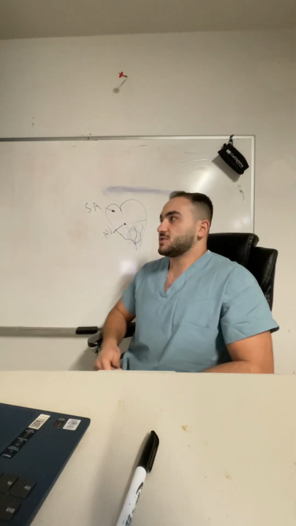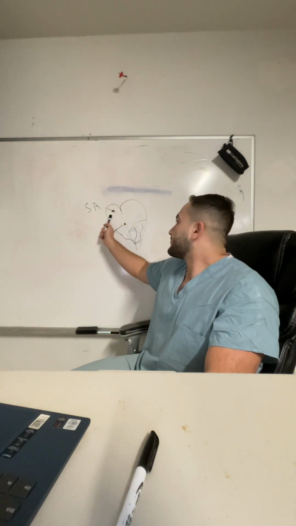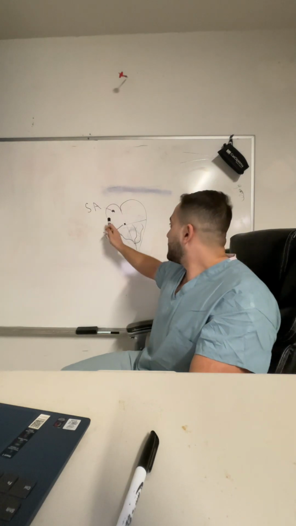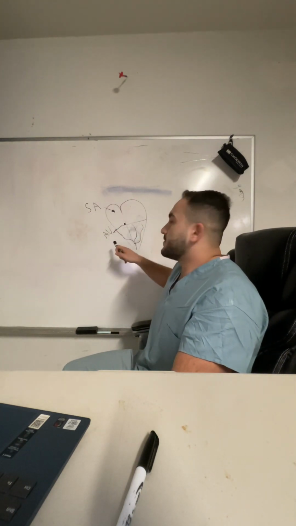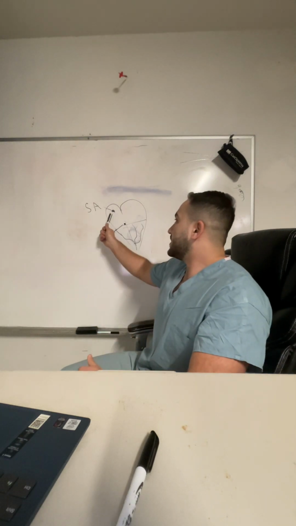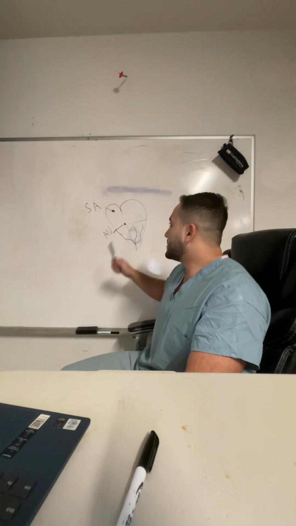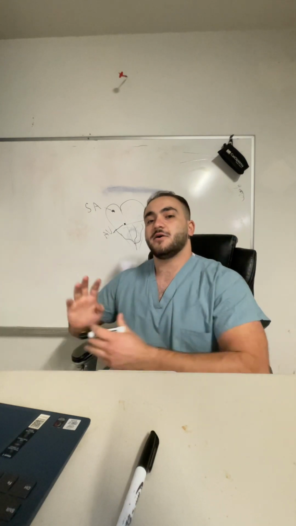So the impulse starts on the SA node. Okay, these are the pacemaker of the heart, right? So the SA node is going to conduct electricity. It's going to go to the AV node and the Purkinje fibers, and it's going to tell the atria to contract, and then once it hits the Purkinje fibers, it's going to tell the ventricles to contract as well. Okay, so it's a specific rhythm, and we'll see how that translates onto the EKG in a second.